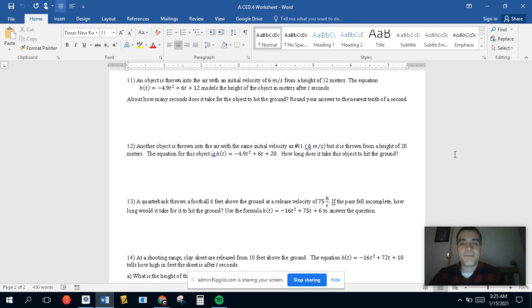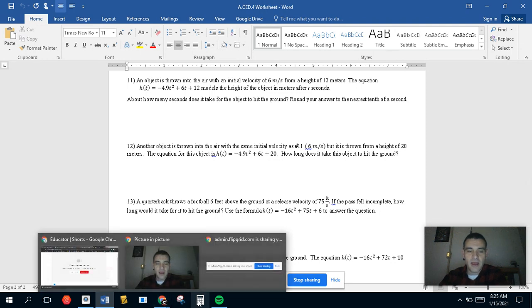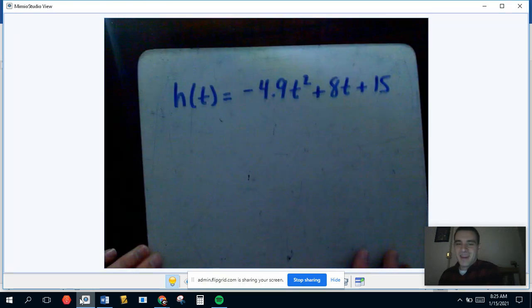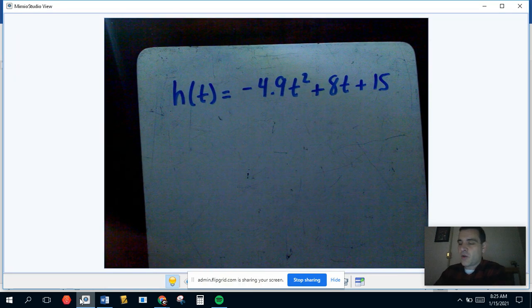Okay, and it's asking how many seconds does it take to hit the ground and around a certain value. So we're going to do this with a different problem. I don't want to do your homework for you, but how long does it take to hit the ground? So just a quick explanation about what some of these are.